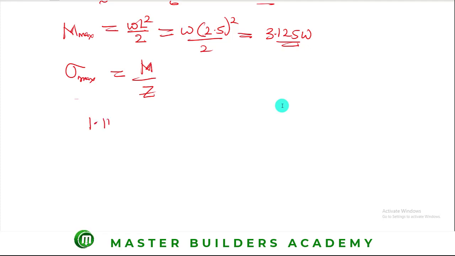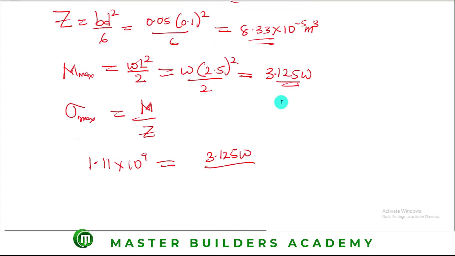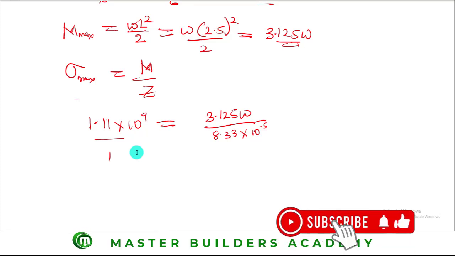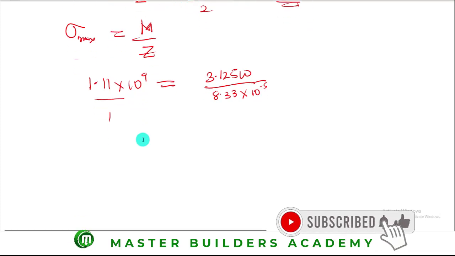This is 1.11 multiplied by 10 raised to the power of 9, which is equal to the moment we just obtained for the cantilever, 3.125 W, all over the section modulus, which as you can see here is 8.33 multiplied by 10 raised to the power of -5. This is it. As you can see from this expression, if we say this is all over 1, we have only W as the unknown. So all we need to do is find a way to make W the subject of the formula. Having done that, we are good to go. It's as simple as this.